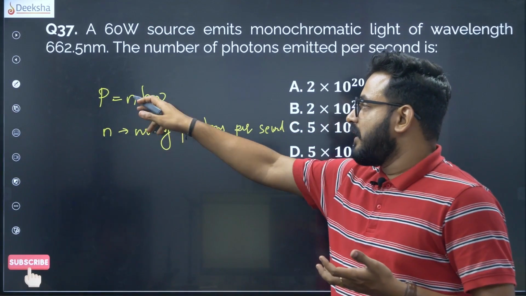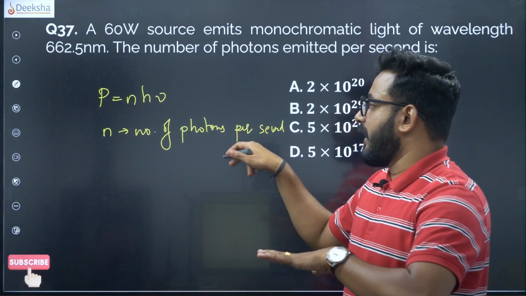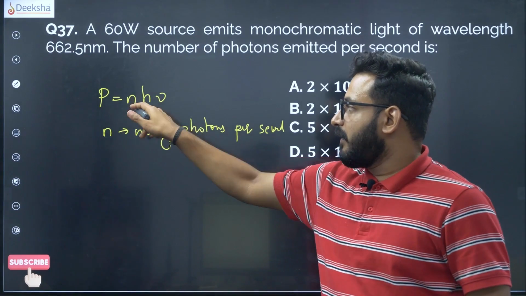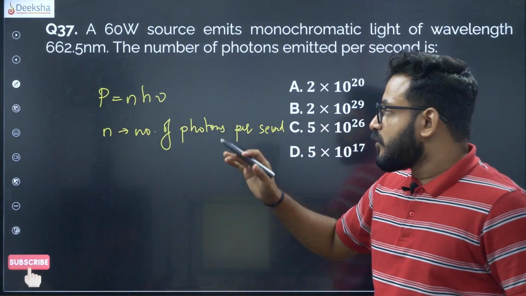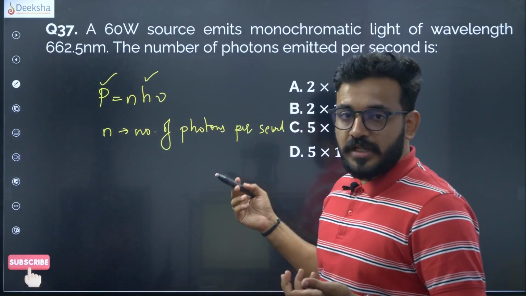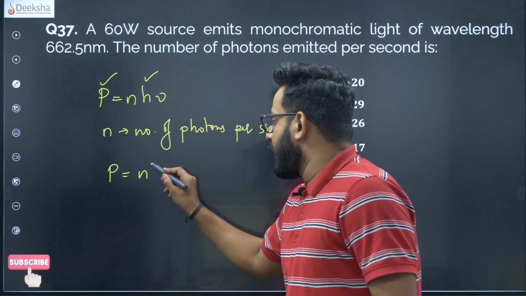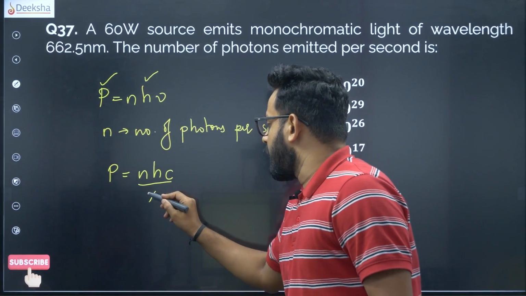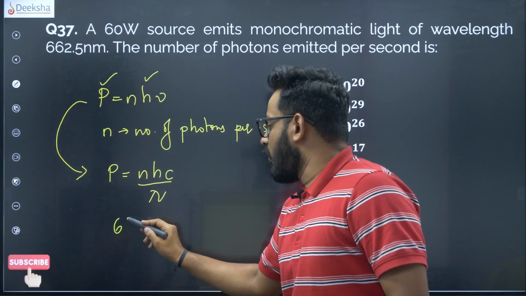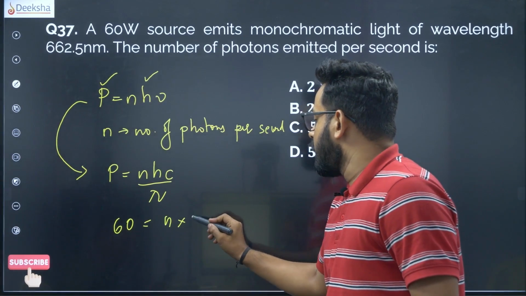Power is given like this: number of photons into h nu, the energy of one photon, per unit time. So when per unit time comes, it becomes power. Energy per unit time is power. So you want to find N. Power is given, h is given, nu is not given, they are given wavelength. So you can use another alternative formula, N h c by lambda. You can substitute all the numbers. Power is 60, N is unknown.